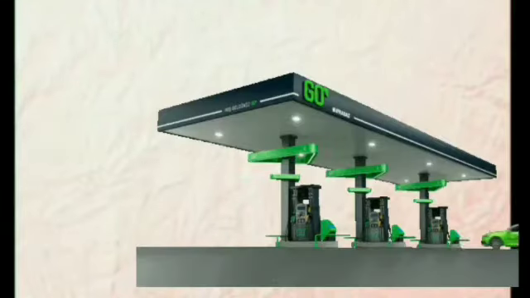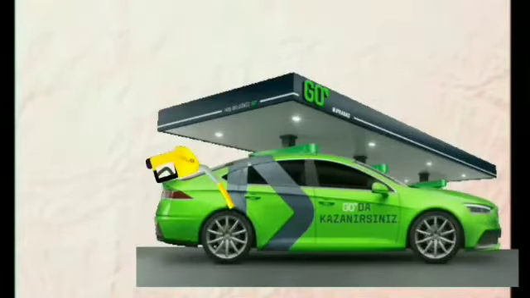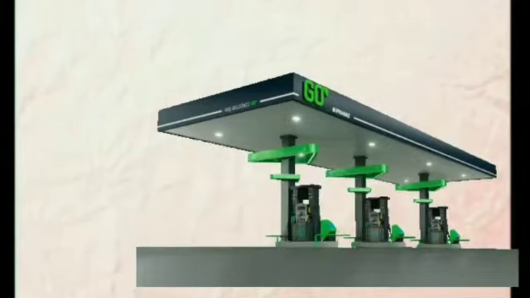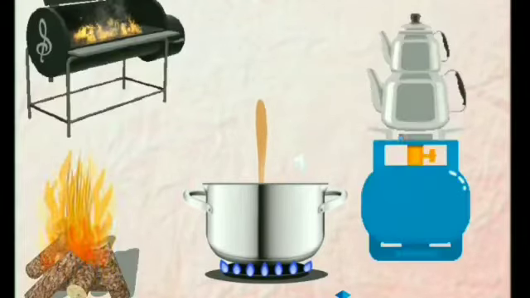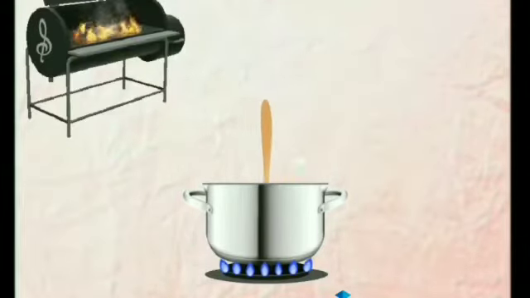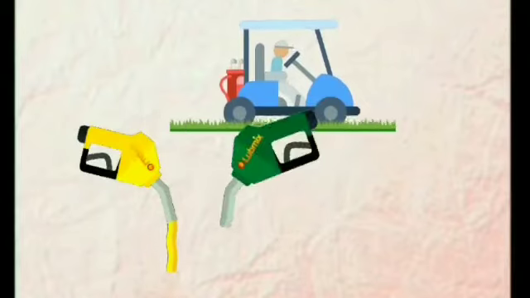Number 4. Heat energy. Fuels are burnt to produce heat and power. Some of them are used to cook food, like coal, wood, LPG, etc. Some of them are used to run vehicles, like petrol, diesel, etc.